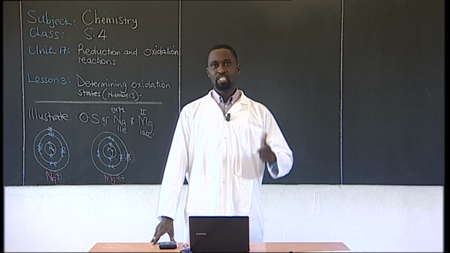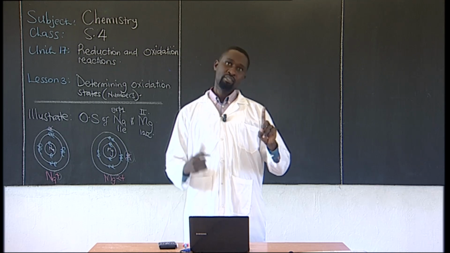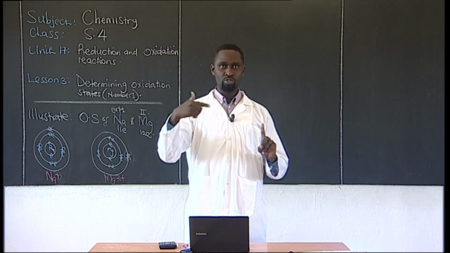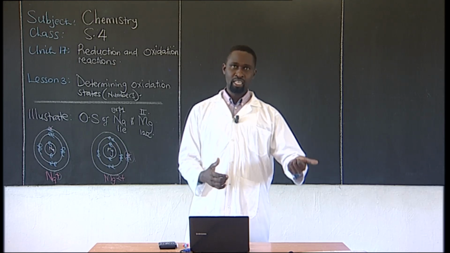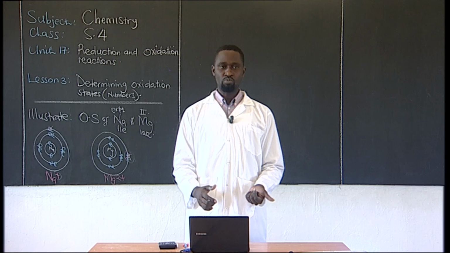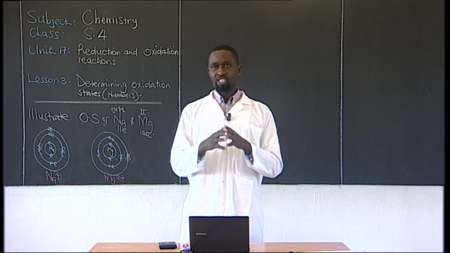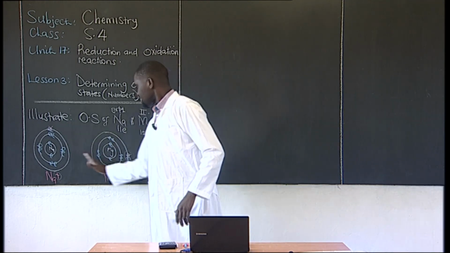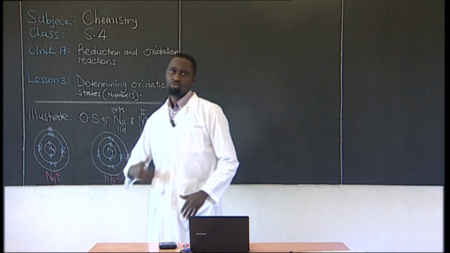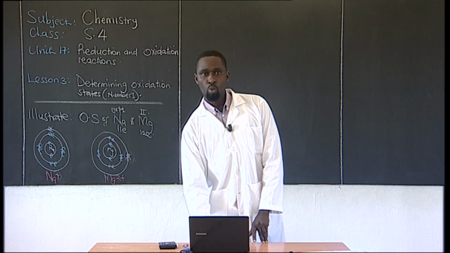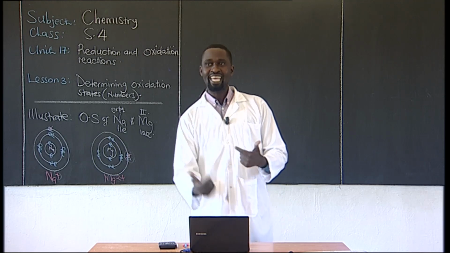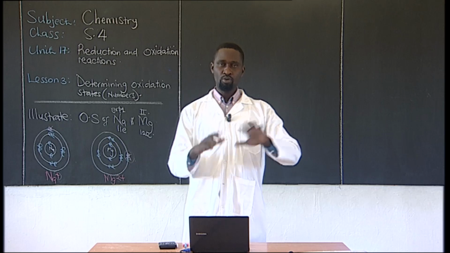For hydrogen, it's always positive 1. It has 1 electron, so it easily loses that 1 electron, if it is bonded to more electronegative atoms. But if it is bonded to metals, which easily lose electrons, then it has a -1 because it has gained the electron from the metals.